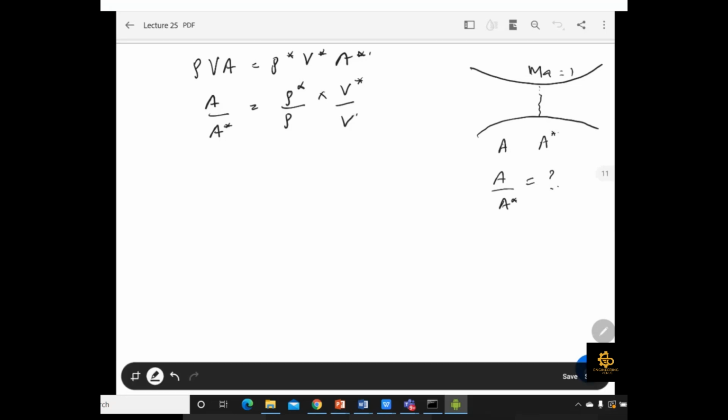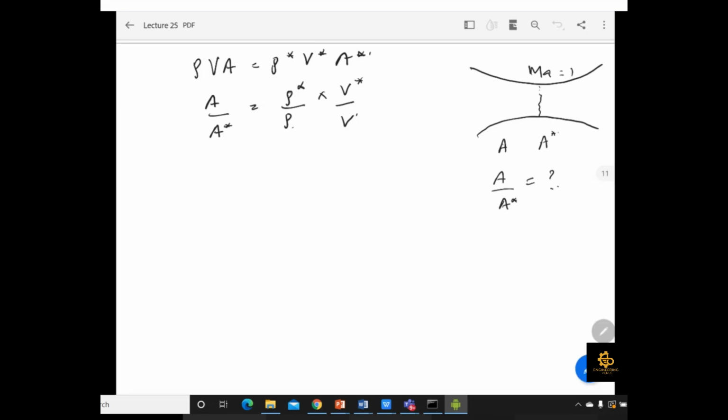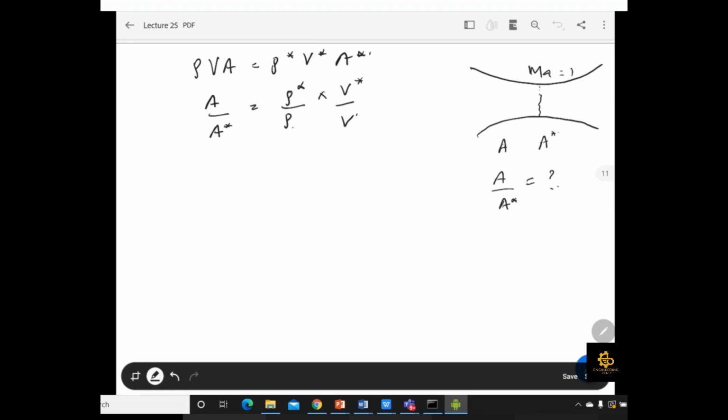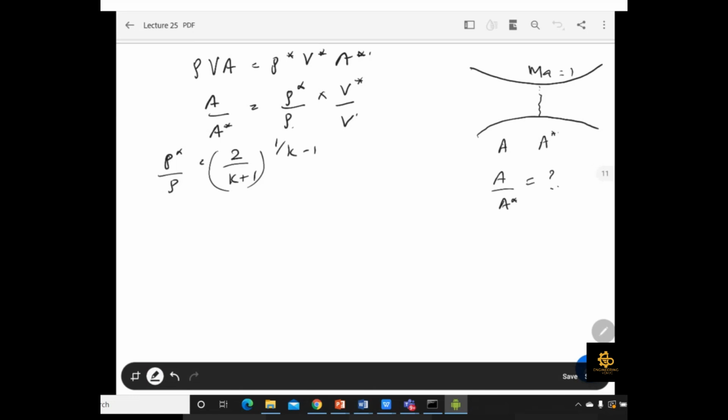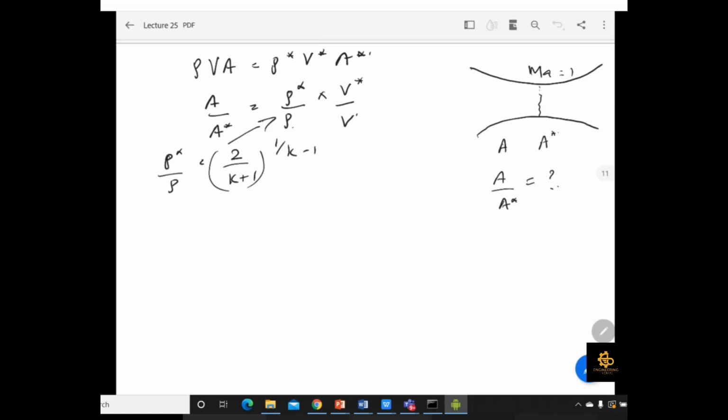From here we already know rho star by rho. Basically, you can say this point is a stagnation point as well, just for reference. We already know that rho star divided by rho is equal to 2 divided by k plus 1, to the power 1 divided by k minus 1. We already saw this equation in the previous slide, where you plug the Mach number equal to 1 into the stagnation property equation, and you get this equation.